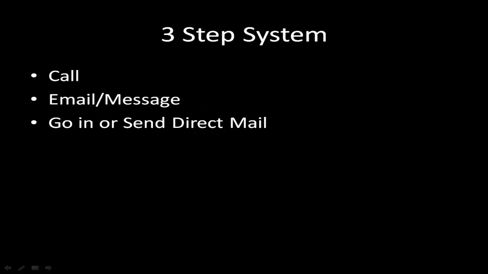Okay, so three-step system. Here it is. Nothing crazy here, okay? We like to start with the telephone. We find that's the fastest way from point A to point B. Then if we can't reach them over the phone or they don't get back to us, then we follow up with an email message, which I'll show you in a minute how we do that directly through YouTube. And then if we don't get a hold of them through that, we exhaust all efforts. We'll either go in, which I've been known to do, or we'll send a direct mail letter, okay? At that point, if we're not able to get a hold of the prospects at all, we'll go ahead and remove them from the list.